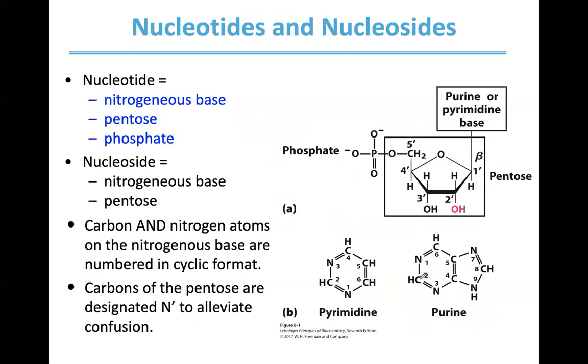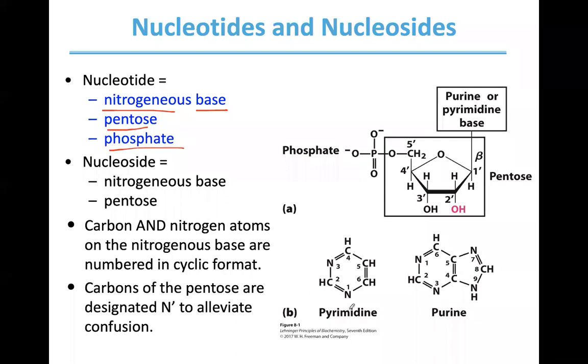All right. So the main structure of nucleotides. There are three components. There is a purine or pyrimidine base, commonly referred to as nitrogenous base. There is a sugar, pentose, right? A 5-carbon sugar, and there's a phosphate. So there are three components to a nucleotide.